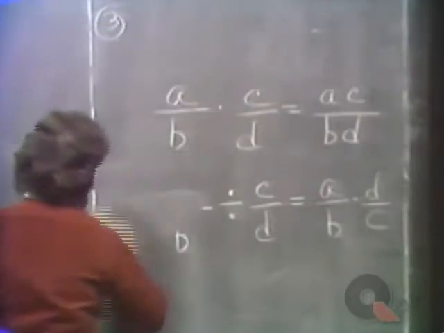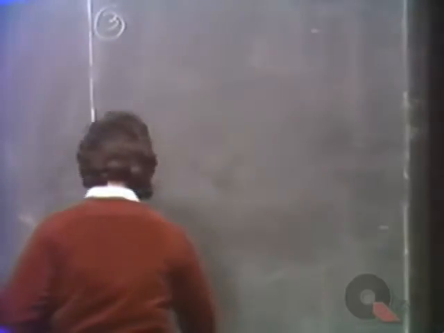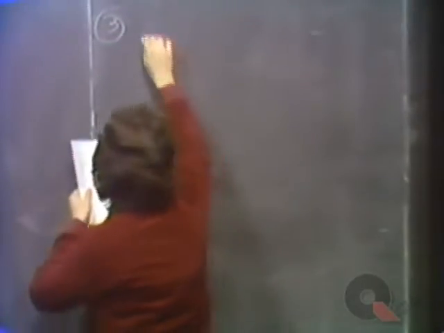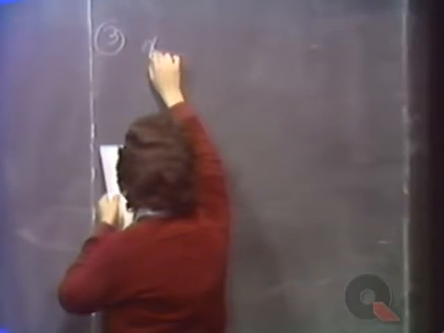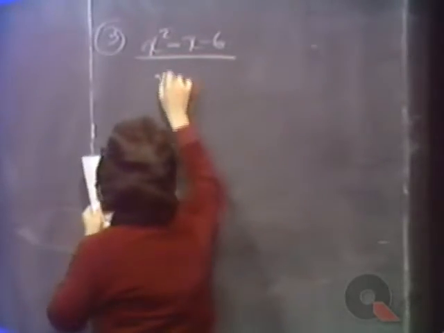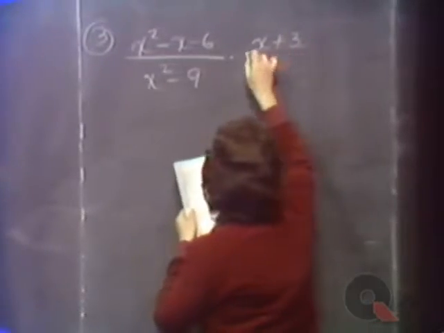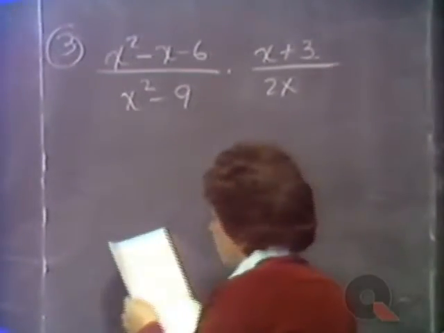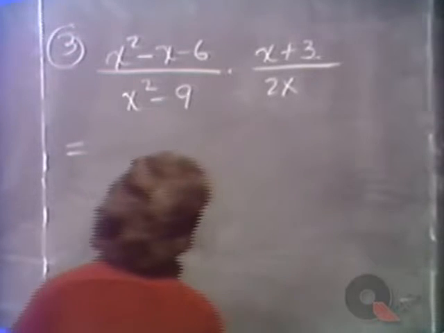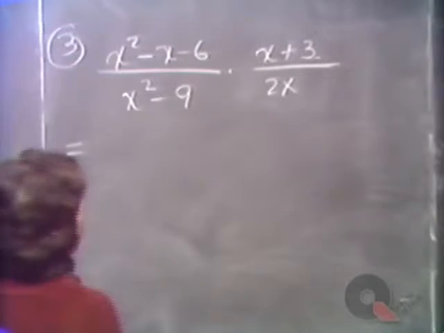Okay, so for this example, I'd like to do the following multiplication: x squared minus x minus 6 over x squared minus 9, times x plus 3 over 2x. It's going to be the product of the numerators over the product of the denominators, but before that I'd like to factor everything out completely, see if we can cancel any common factors out.